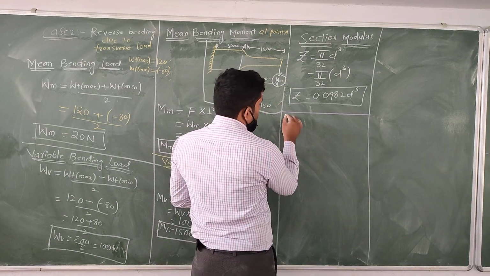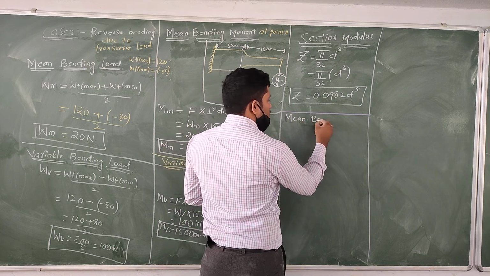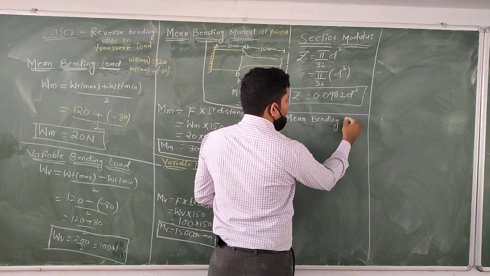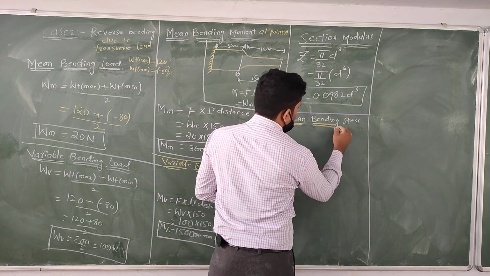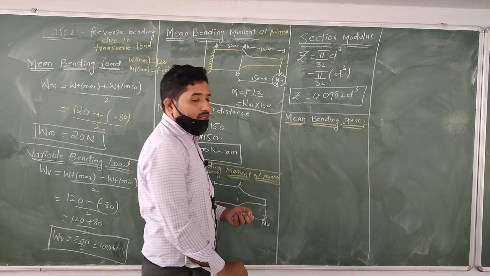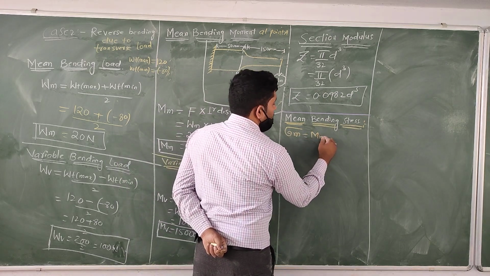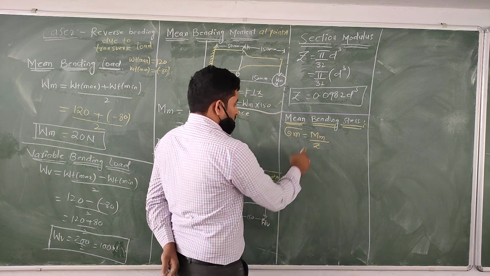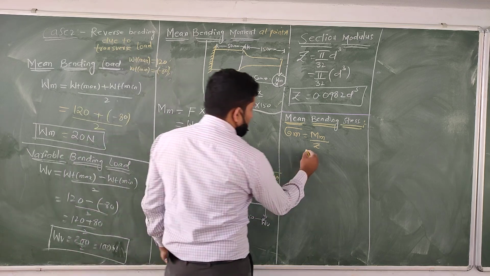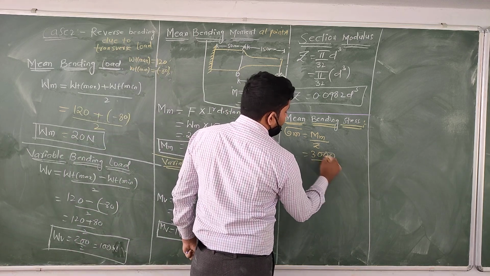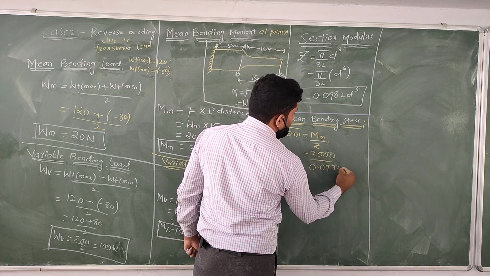Okay dear. Mean bending stress. If you want to find out the mean bending stress, we have to use the formula sigma m equal to Mm by Z, section modulus. Mm, how much did we get here? Here 3000. And the section modulus, how much did we get here? 0.0982 d cube.